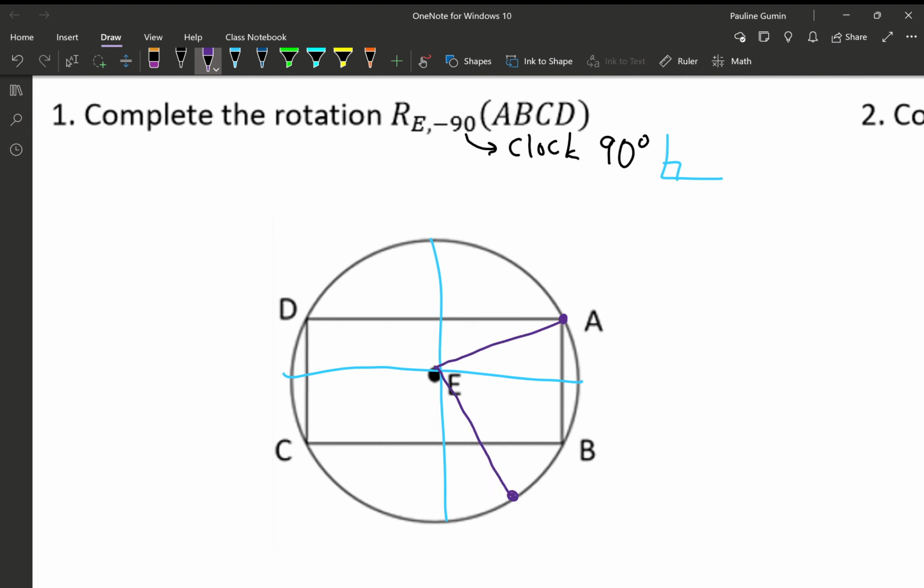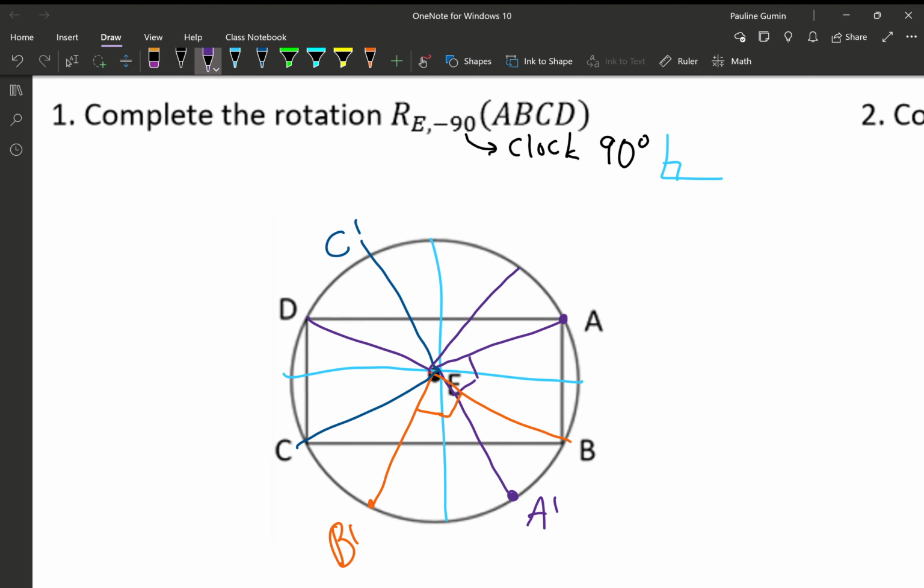So I rotate letter A. I rotate letter B. I rotate letter C 90 degrees as well. And finally, letter D. Now this looks crazy, but check it out. I'm going to go ahead and connect all of my new letters. Notice I put prime on all of them because they are our image.